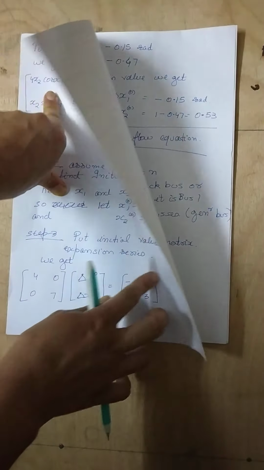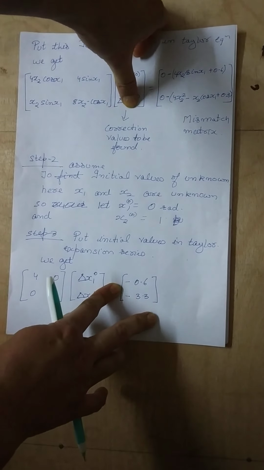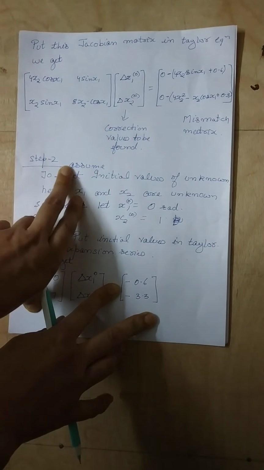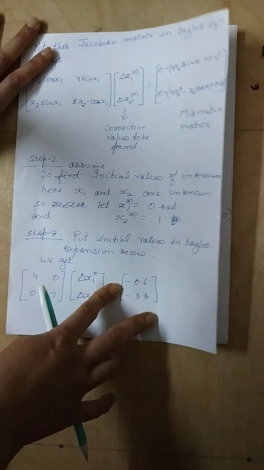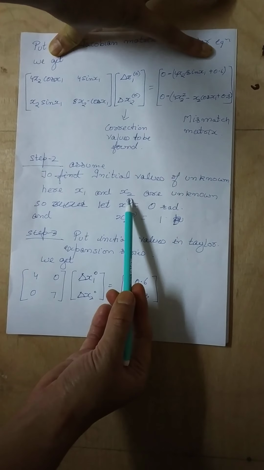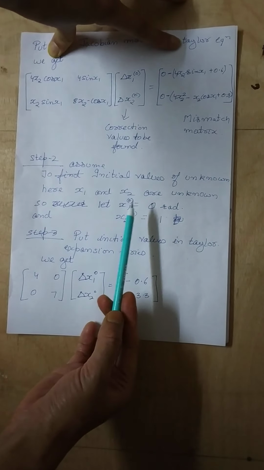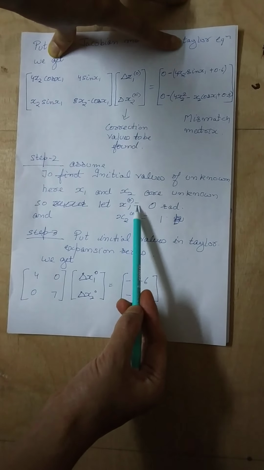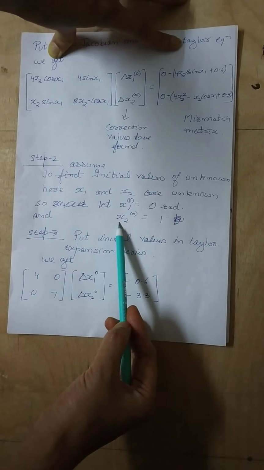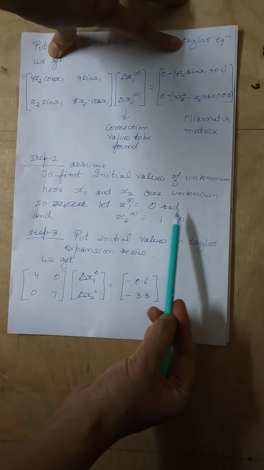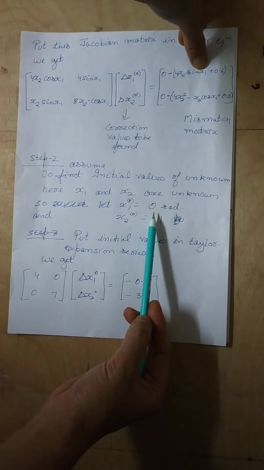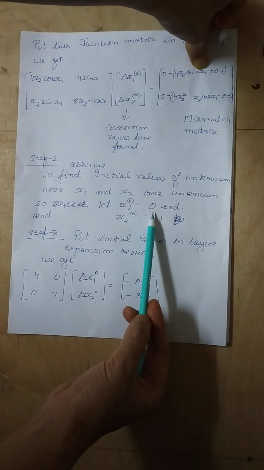So this is a Jacobian matrix. These are the correction value matrix, and this is the mismatch matrix. Okay. Now step 2 is to assume initial values. So I have to assume the simplest initial values of my variables. So what are my variables? My variables are x1 and x2. So I have the initial value of x1, which is x1 naught equals 0 radian. Similarly, x2 naught equals 1. Why have I taken this as radian? Because you can see in the equation, x1 is an angle.